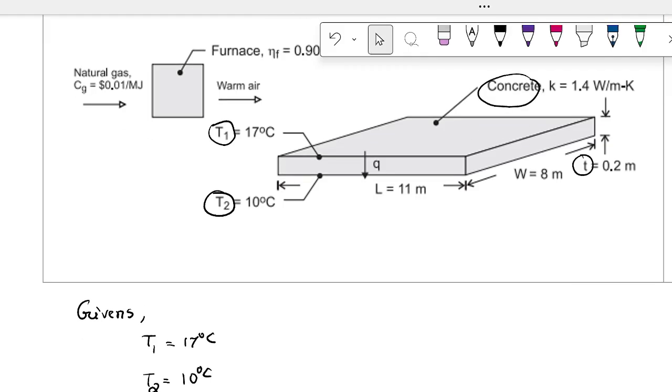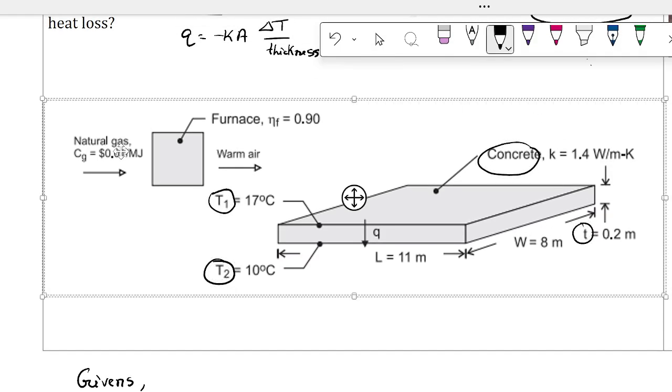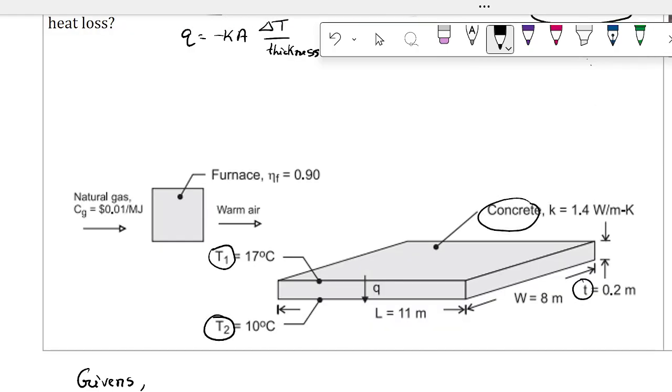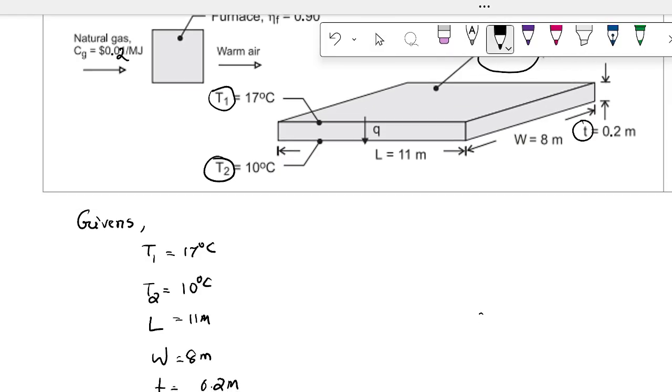So this eta f is the efficiency. You guys remember eta is the symbol for efficiency. There's this cost for natural gas, CG, is 0.01, sorry, I have the solution here, 0.02. So correct it. 0.02 per megajoule. Those are the givens.